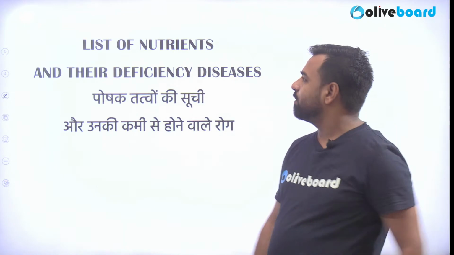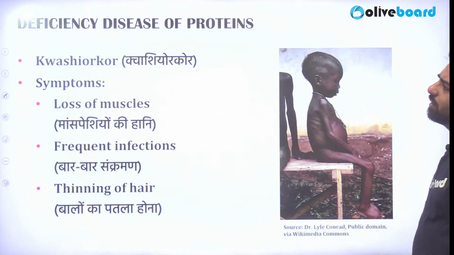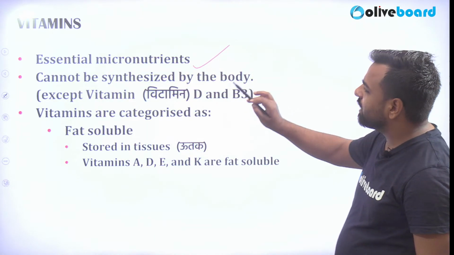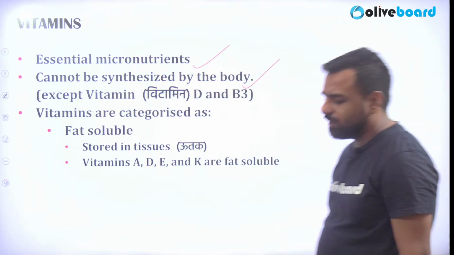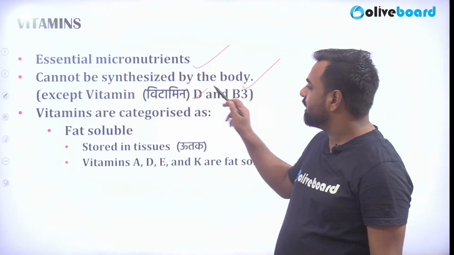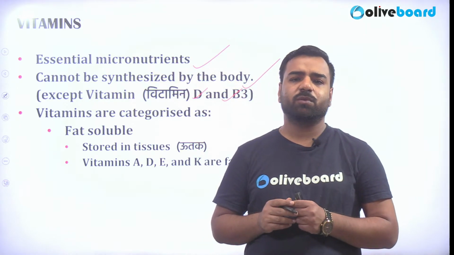So let's talk about the vitamins now. So guys, what are vitamins? Vitamins are essential micronutrients which cannot be synthesized by the body. But you need to remember two names, that is vitamin D and vitamin B3. They are synthesized by the human body itself.